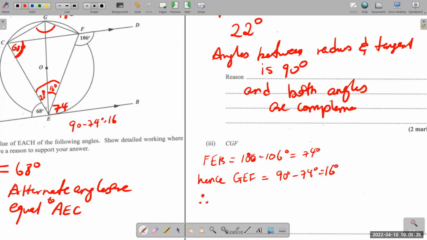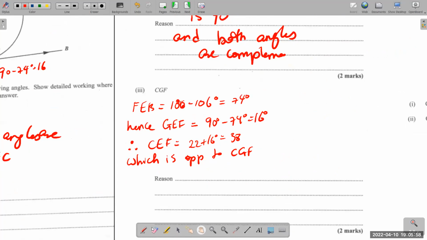watch it, CEF is equal to 22 plus 16, which is equal to 38. And you're going to say, this is the most important part, which is opposite to CGF in the cyclic quadrilateral. In cyclic quadrilateral. So let me pause here.